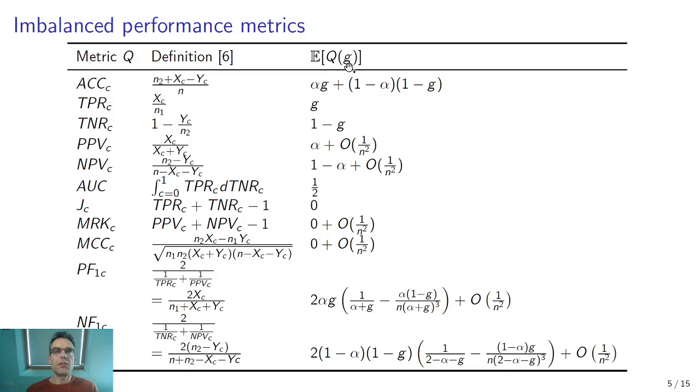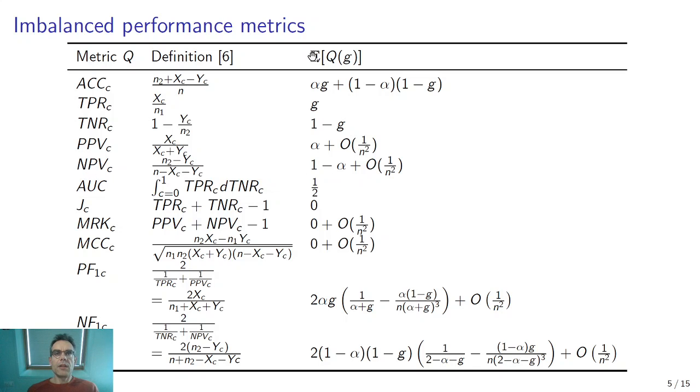So here we have accuracy, these four metrics I introduced earlier, and the area under the curve and J, Youden's J index, that look at the trade-off between these two. Markedness looking at the trade-off between these two, and then the Matthews correlation coefficient, and the positive and negative F1 looking at the harmonic mean of either these two or these two.